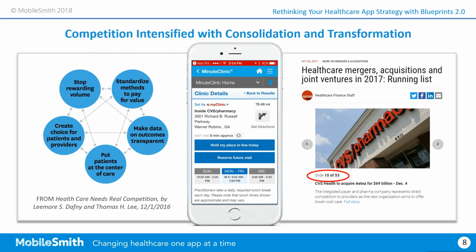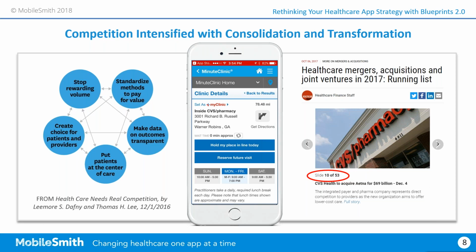In this slide, what you see circled is 10 of 53. There were 53 of these healthcare mergers last year, many of which were non-traditional players coming in. And what is it that they're trying to do? They're trying to change the healthcare model. On the left side, you can see where competition is what's needed to change the healthcare system. You're not rewarding volume, you're not rewarding readmissions, because that's fee for service. You're paying for value. You're creating choices for patients.